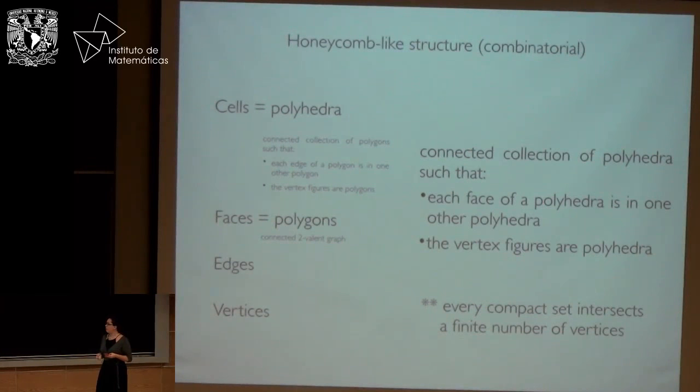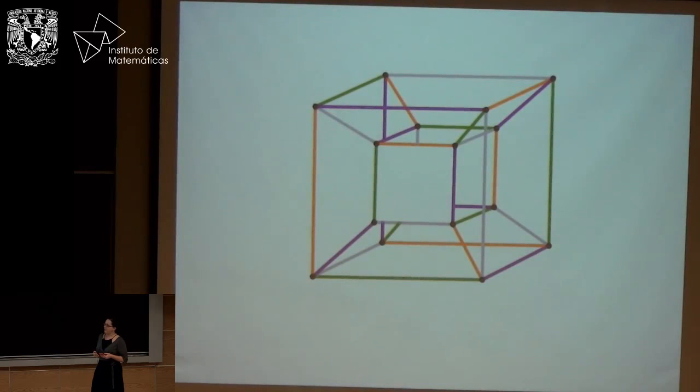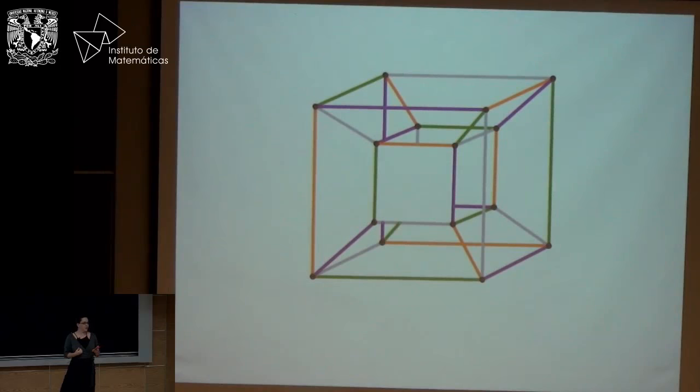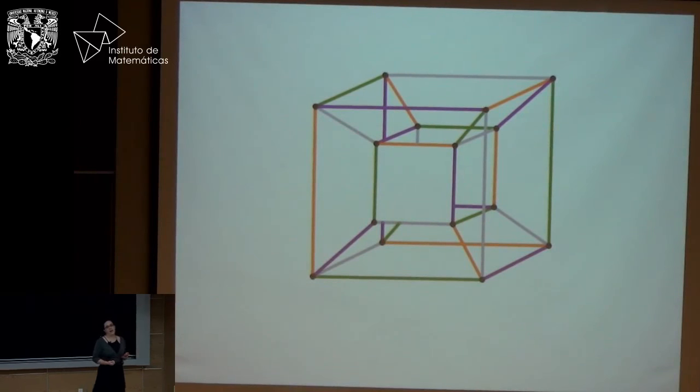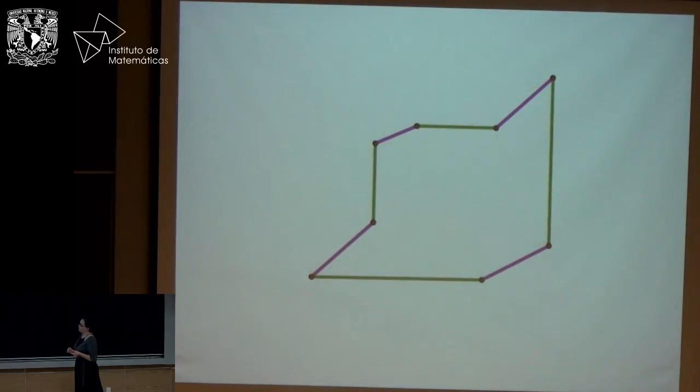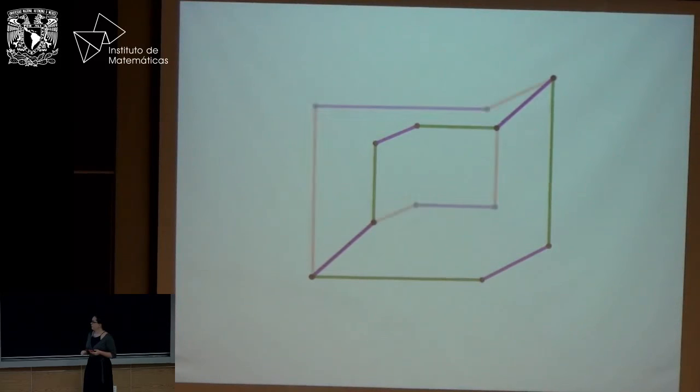So I'm going to give you an example of one of these things that is not a honeycomb, but it looks like one. So it looks like that. I know I showed you this before, but I'm going to give you a different structure to this. So the vertices are going to be, again, the vertices of the hypercube. The edges are the edges. But now I'm going to forget about the squares, and I'm going to forget about the cubes, and I'm going to replace them. So the polygons here are going to be the connected components of two colors. So I'm going to take any two colors, and a polygon is going to be a connected component of that. So there is one. There is another one.